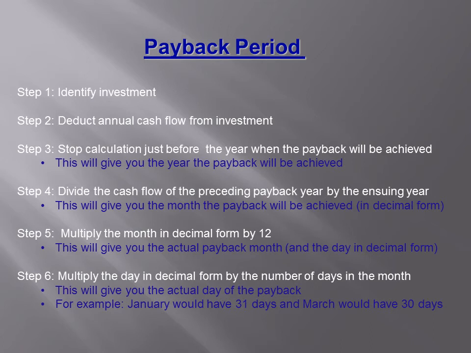This would give you the month of the payback, and it would be in decimal form. You would then multiply the decimal by 12, which is the number of months in a year, and that would give you the actual payback month, and potentially a payback day. And then you take that multiplier and multiply it by the number of days in a particular month, and that would give you the actual payback date. Don't worry about that. If I just confused you a little bit, I'll try to clear it up on the next slide.